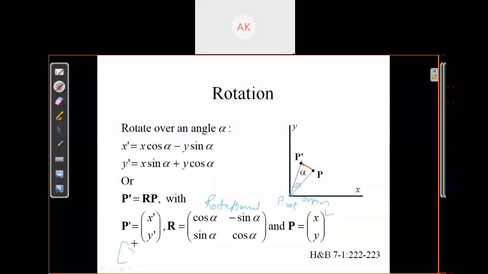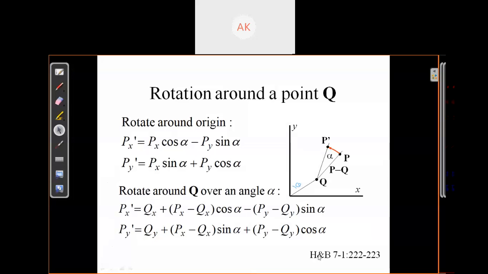In matrix form you write x dash, y dash equals the rotational matrix, cos theta, minus sin theta, sin theta, cos theta, times your original object x, y. R is the rotational matrix, P is the original coordinates, and P dash is the coordinates after rotation. That is when your rotational point is the origin, but when it is some other point, your equation will change like this.